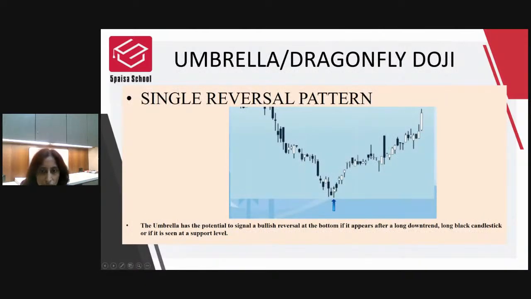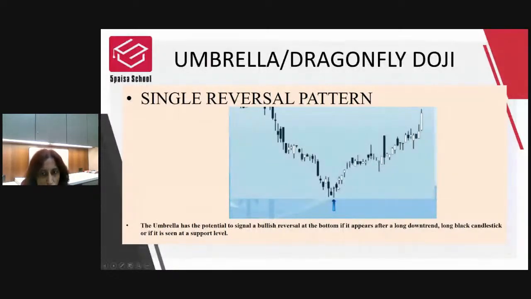Do you see this? The lower shadow is very long over here. And you can also see an upper shadow, but that is not that great. So essentially, it is reflecting a dragonfly doji over here. Since it is seen at the bottom of the chart, that is, at the support level, you will find that immediately there will be a reversal.